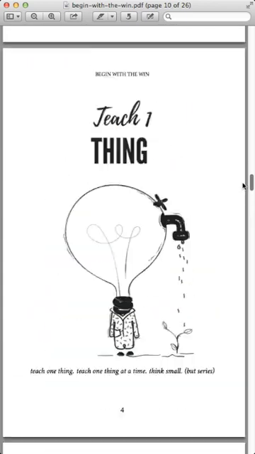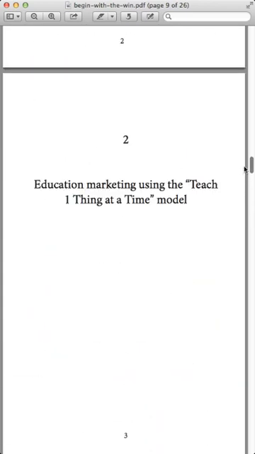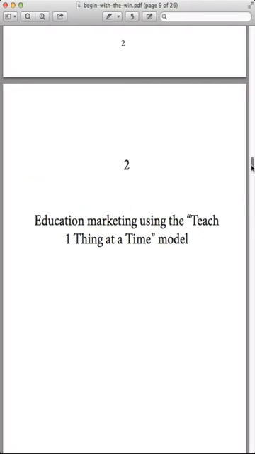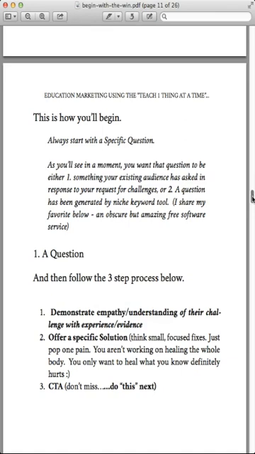All right, so let's see where we leave off. This is education marketing using the teach one thing at a time marketing model. So this is how you'll begin. You want to always start with a very specific question. The questions are going to emanate either from your existing audience, where you've asked for questions, challenges, or problems, or a question, or a series of questions if you're doing this as part of a cohesive campaign, that has been generated by a niche keyword tool. I share my favorite approach and tool for this below.